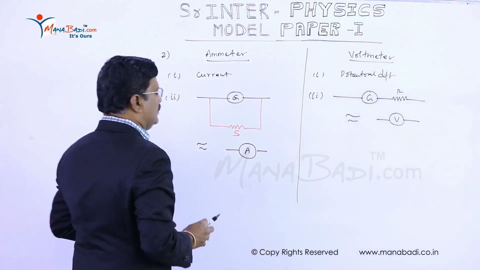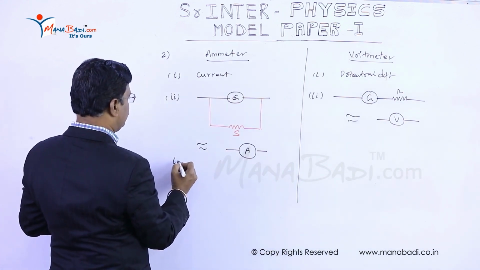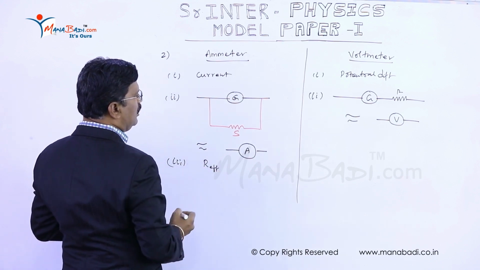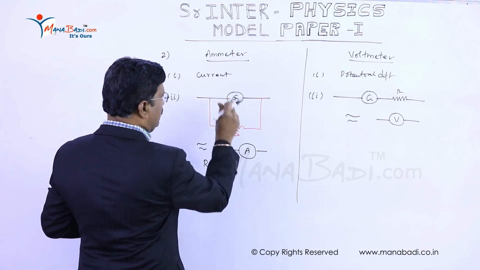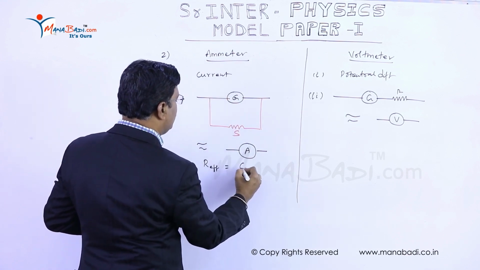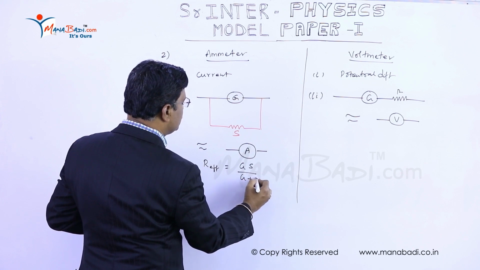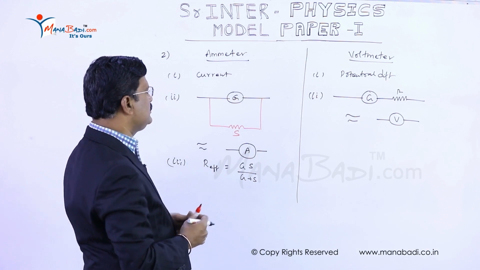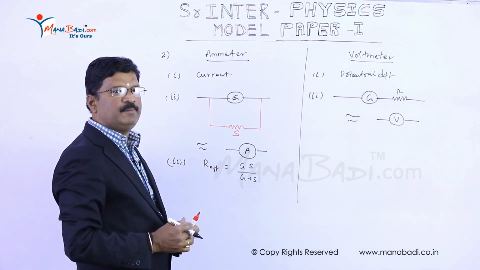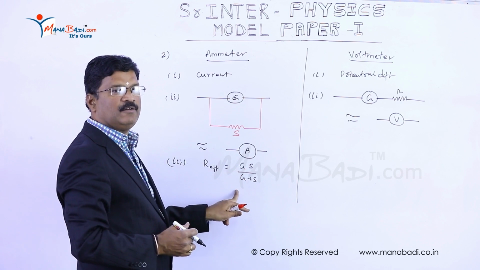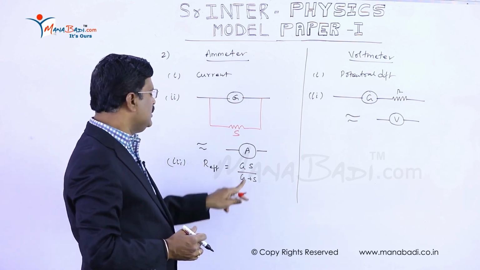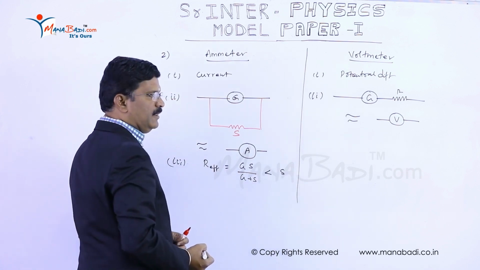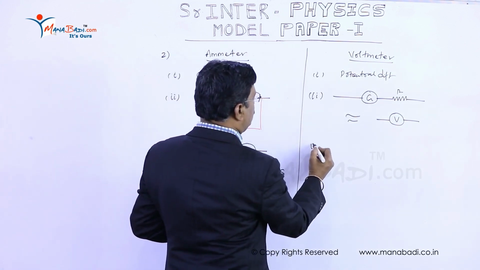The effective resistance of the galvanometer, R effective, the effective resistance of the ammeter is given by the formula G into S by G plus S, because G and S are parallel. Since G and S are parallel, we are going to use the formula R1 R2 by R1 plus R2. We will get GS by G plus S. This effective resistance will be lesser than the shunt resistance.